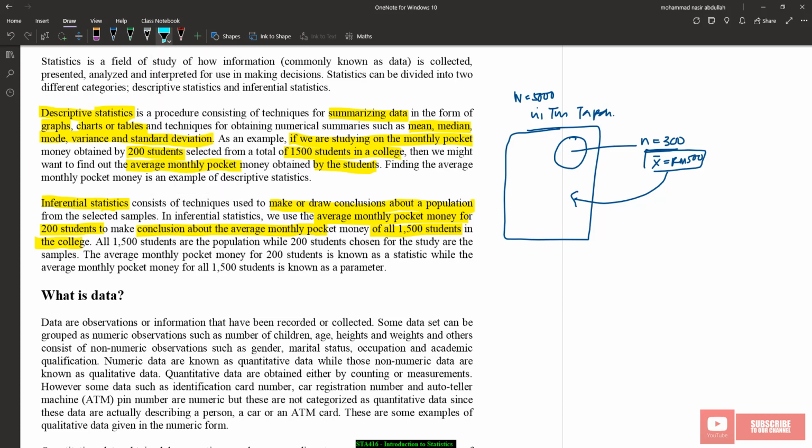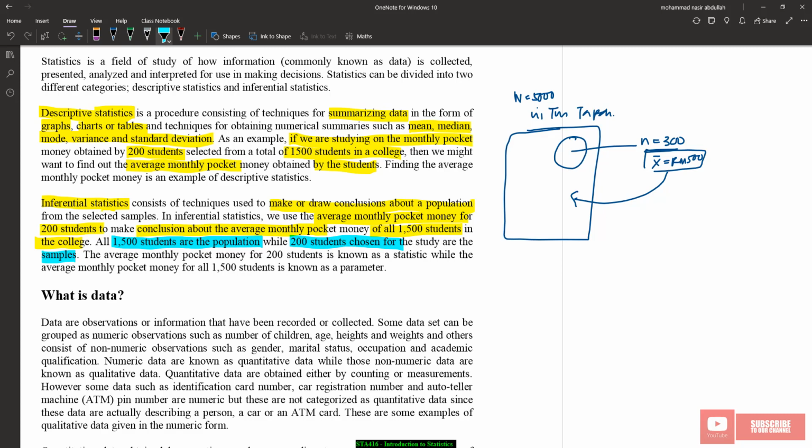Okay. All 1,500 students are the population, while 200 students chosen for the study are the sample. So I just introduced to you two important terms in statistics, which are sample and population. And so far we already learned the definition of statistics.